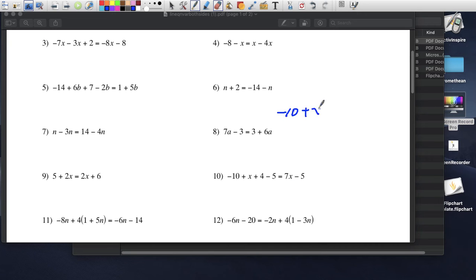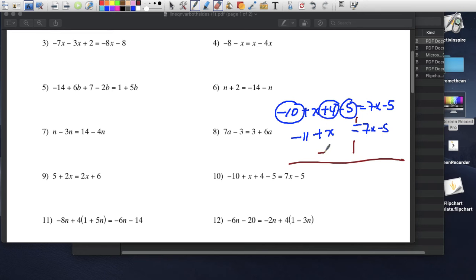It's negative 10 plus x plus 4 minus 5 equals 7x minus 5. So the like terms combined are this one and this one. Negative 10 plus 4 is negative 6, negative 6 and negative 5 is negative 11, plus x, and on the other side 7x minus 5. Get rid of one of the variables. In this case, I'm going to get rid of the smaller one. I always like to get rid of the smaller guys. So minus x here, minus x here. That's going to give me negative 11 on this side.